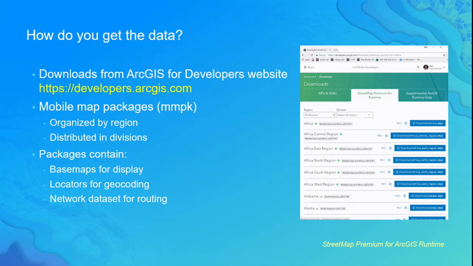The data packages associated with StreetMap Premium are delivered as mobile map packages. These mobile map packages are organized by region, and within each region, they're distributed in different divisions, so that you can download in divisions. The key here is that the packages themselves are part of a specification that contains maps for display, locators for geocoding, and network data sets for routing and other network operations. So three different types of information are included in the mobile map package format.